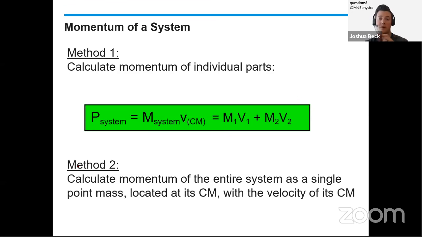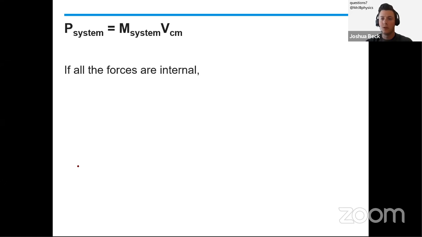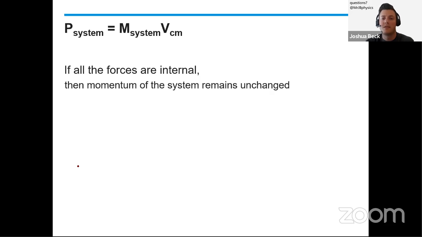Now, in order to do this, we have to be able to identify it. And the scenarios you'll see in P1 are going to be fairly easy to identify where that center of mass is located. What's important to remember is that if all the forces acting on something are internal, then the momentum of the system remains unchanged.